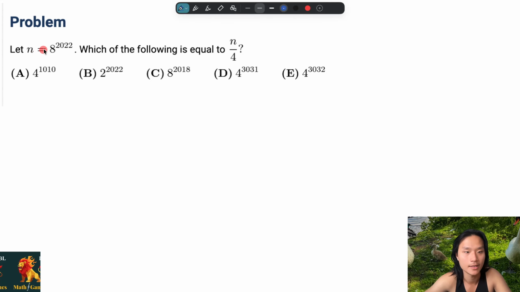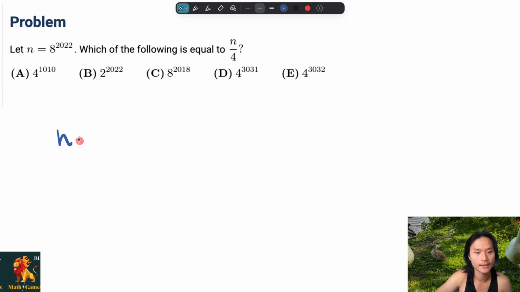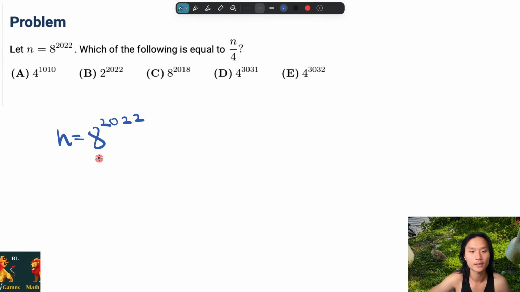Let n equals 8 raised to the power of 2022. Which of the following is equal to n divided by 4? So n is 8 to the power of 2022, and we want to find n divided by 4.